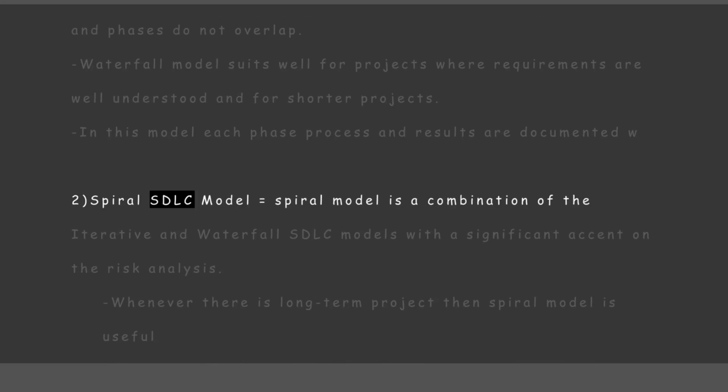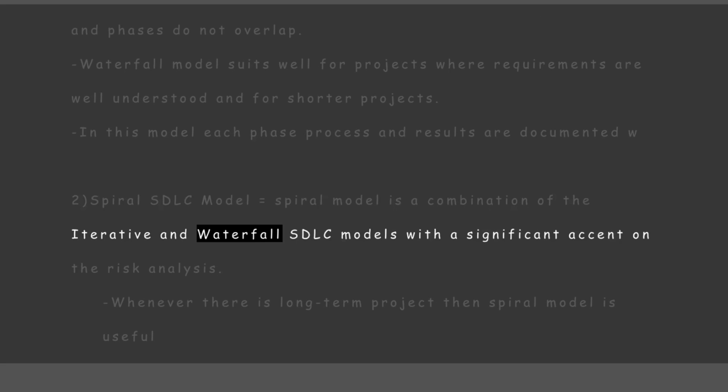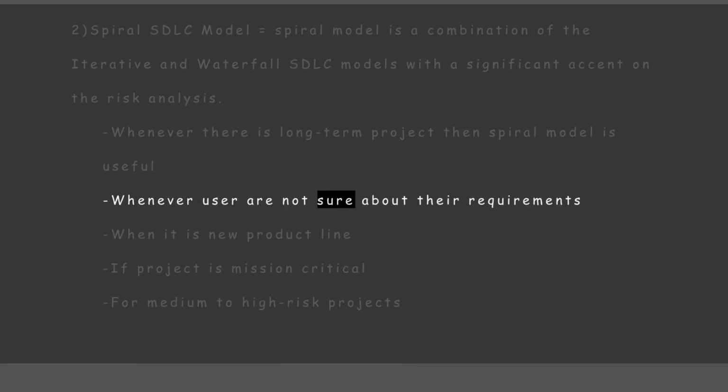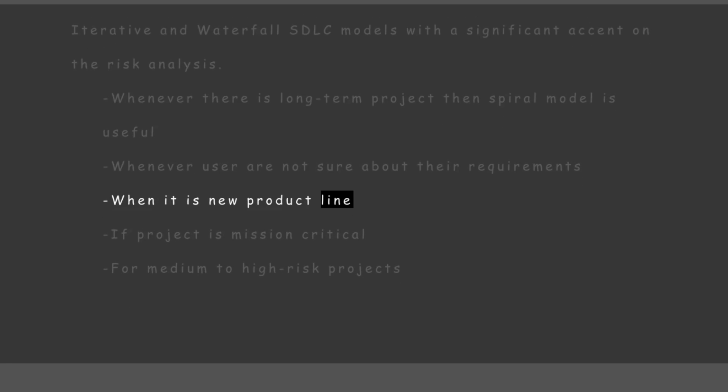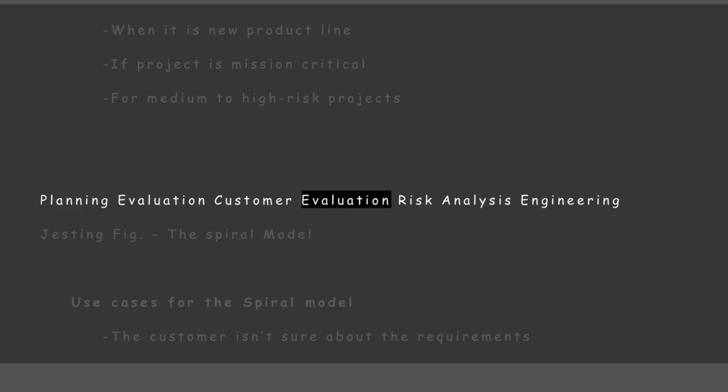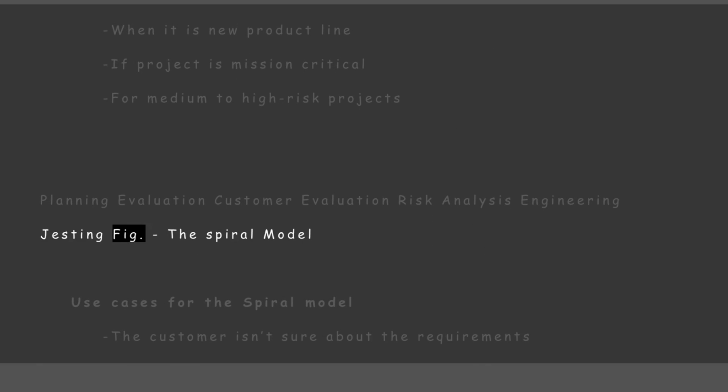2. Spiral SDLC model. The spiral model is a combination of the iterative and waterfall SDLC models with a significant accent on risk analysis. Whenever there is a long-term project, the spiral model is useful. Whenever users are not sure about their requirements. When it is a new product line. If the project is mission critical. For medium to high risk projects. Planning evaluation, customer evaluation, risk analysis, engineering, testing.